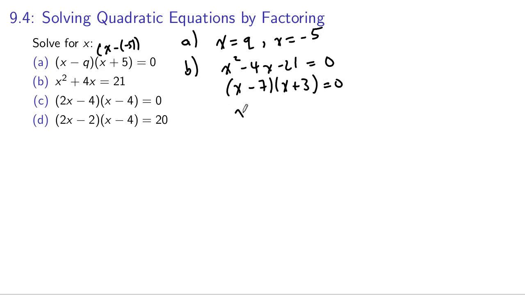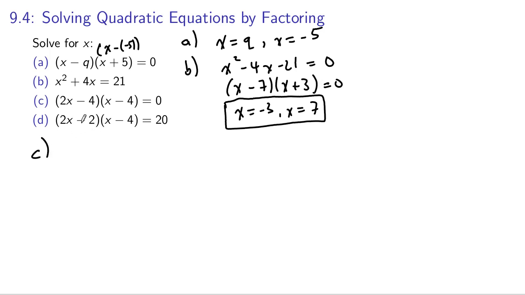And now we know the answers. X is, remember, the minus in the form, negative 3, x is 7 are the solutions. That was much faster than the quadratic formula even. Now you could use the quadratic formula and get the same answer, but it would take more time.